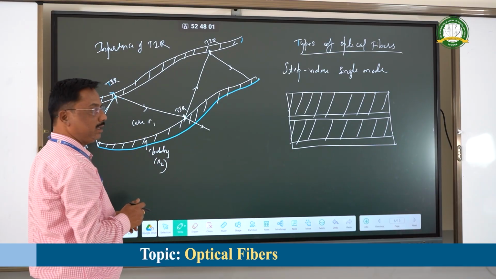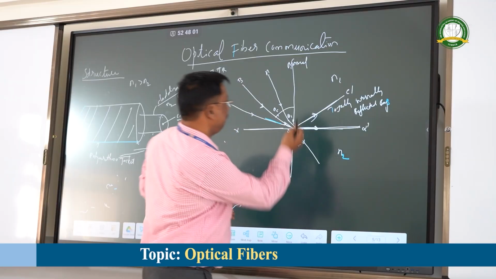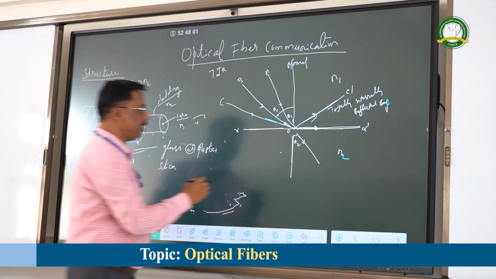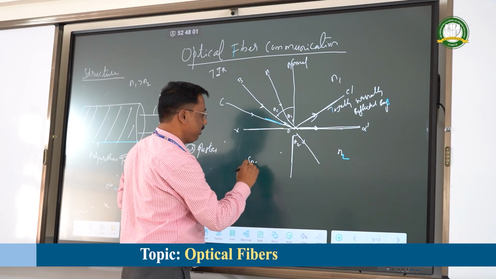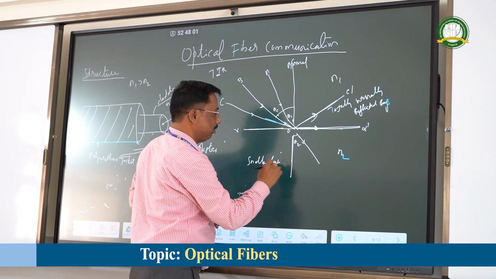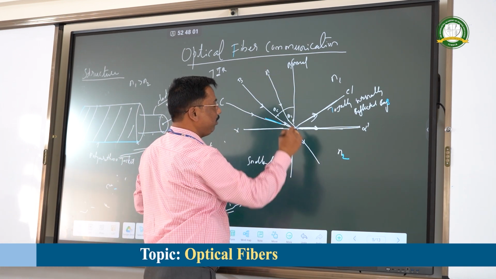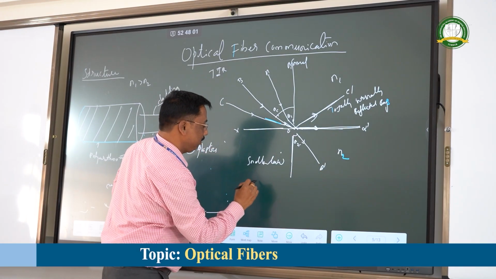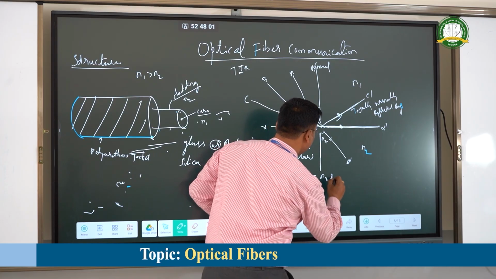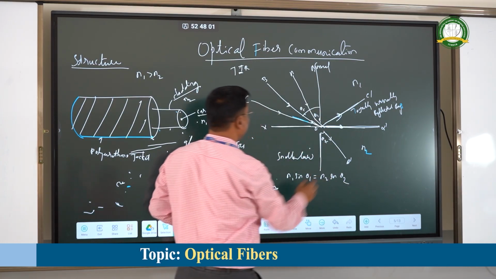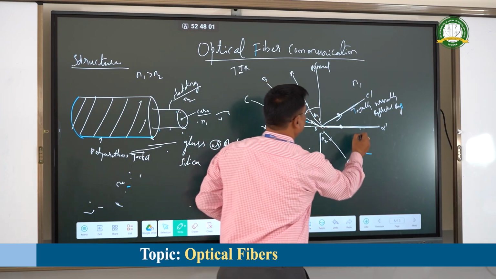And there is one formula. Here we can derive theta c. How can we derive it? Using Snell's law. We have to apply Snell's law for ray AO A dash: N1 sine theta 1 equals N2 sine theta 2 for AO. Now we apply Snell's law for BO B dash.